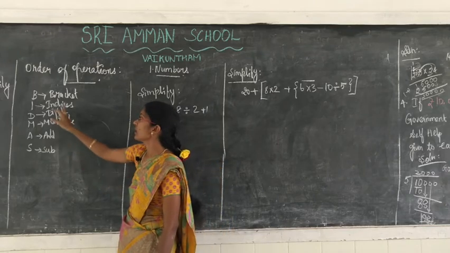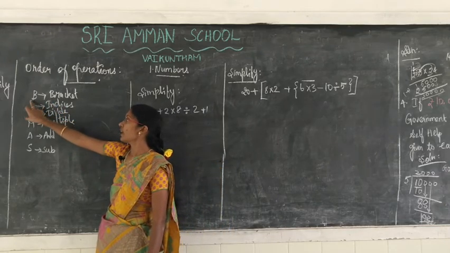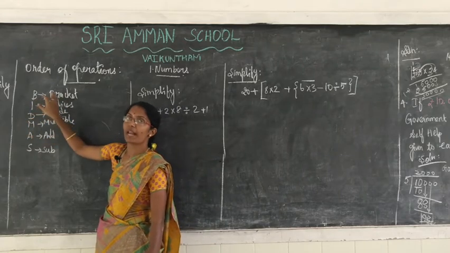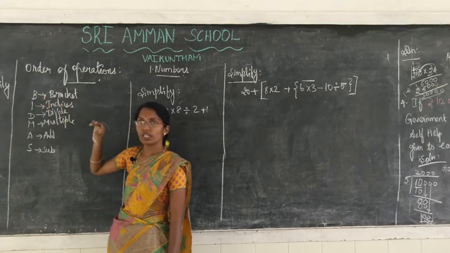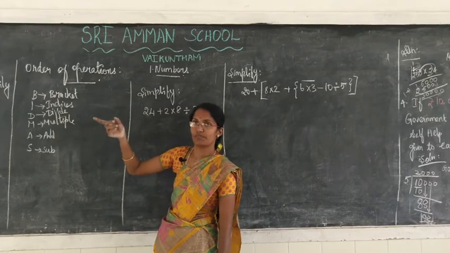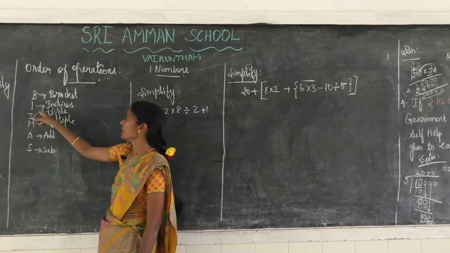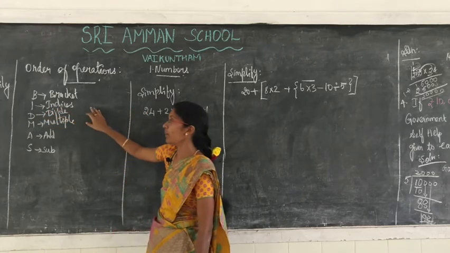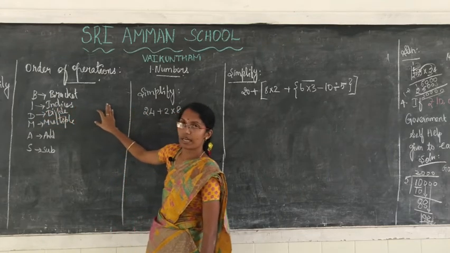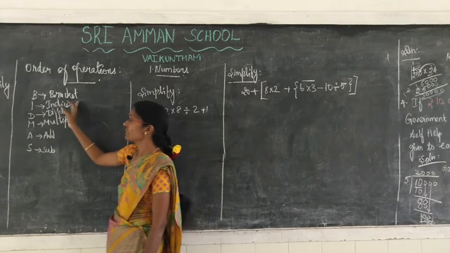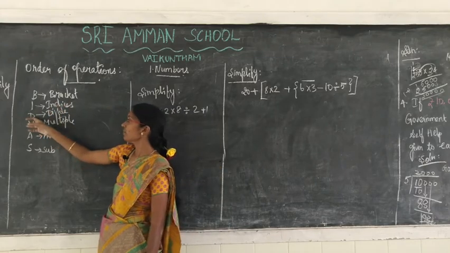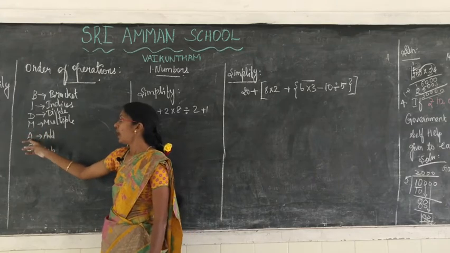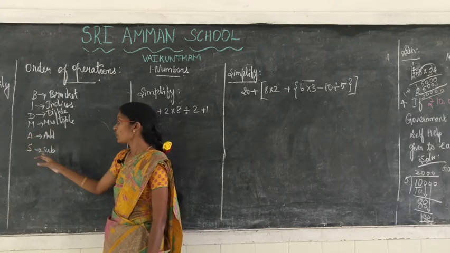So see here, that is the first one. First we have been given priority to brackets. In a question, if there is a bracket, you have to do that first. Next we have to give priority to indices. About indices, we will study later. And next one, divide, and the next one, multiply, and next one, add, and next one, subtract.